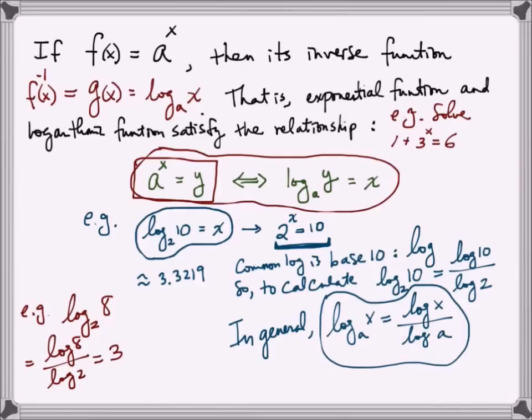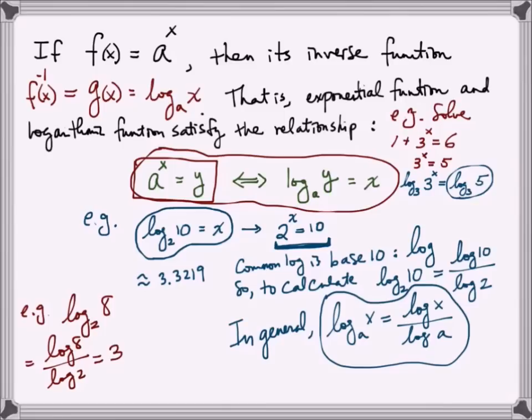For example, if I want to solve 1 plus 3 to the x equals 6, what I do first is isolate the exponential function by subtracting 1 from both sides. I get 3 to the x is equal to 5. Then I apply the inverse operation to the exponential function of base 3, and that is going to be the log base 3. I have log base 3 of 3 to the x is equal to log base 3 of 5. This is just a number you can use a calculator for, because that's just log 5 divided by log 3.